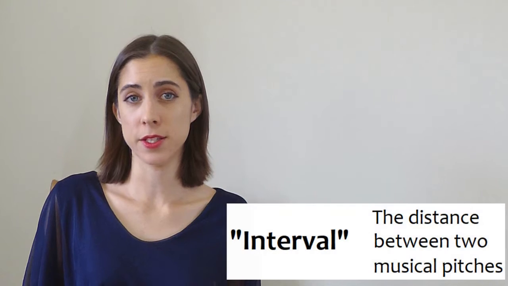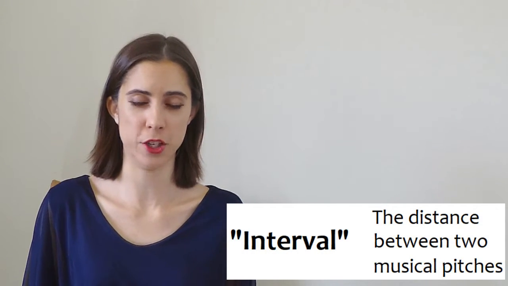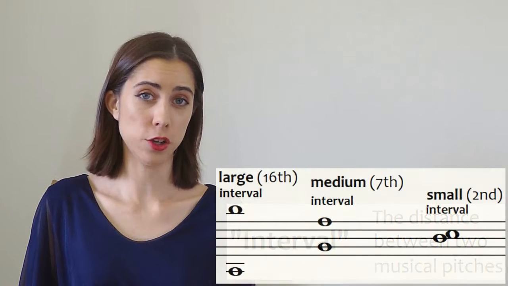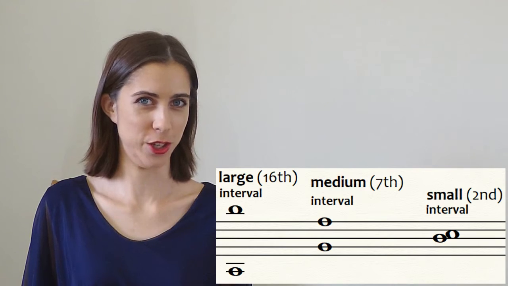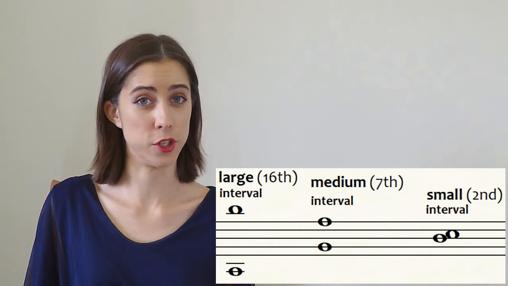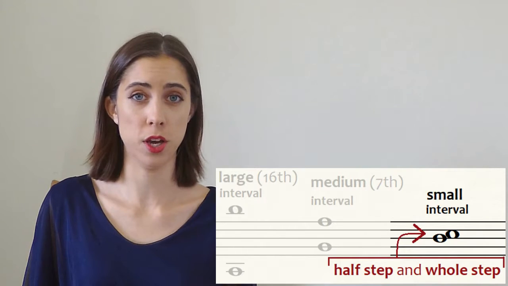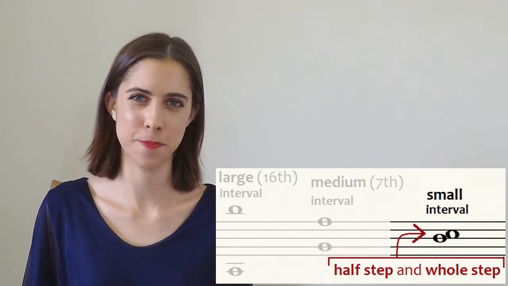Now, all an interval is just the distance between two pitches. For example, a large interval would go from a very low-pitched note up to a very high-pitched note. But we will be starting with two of the smallest intervals, which include the half step and the whole step. I should also mention that in certain systems of musical tonality, there are microtones, but I will not be discussing those in this video.